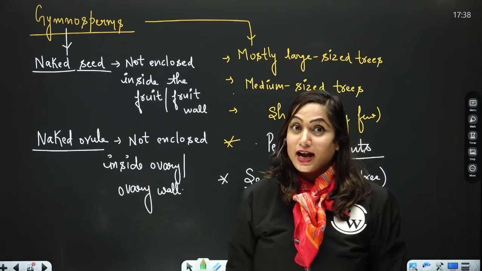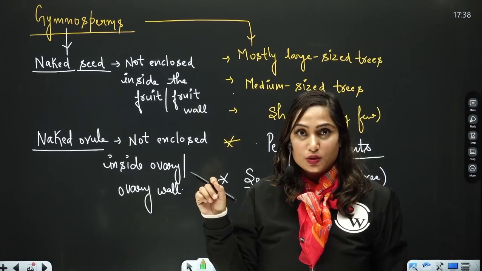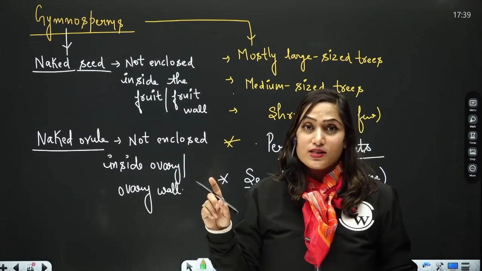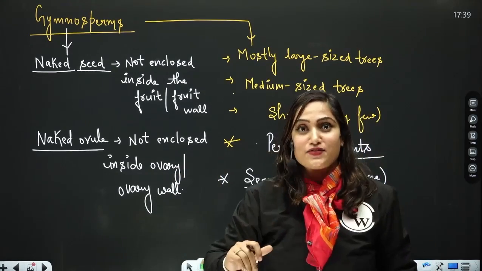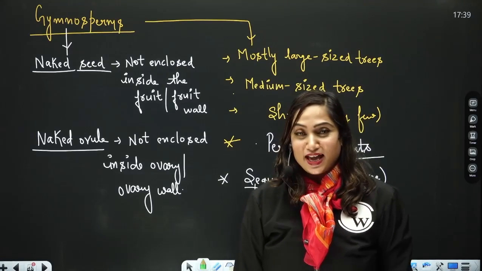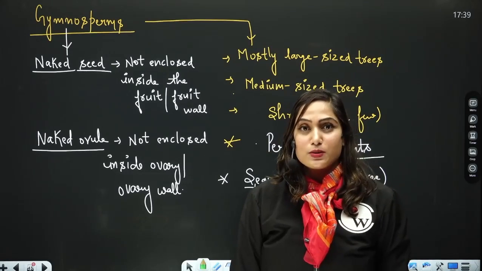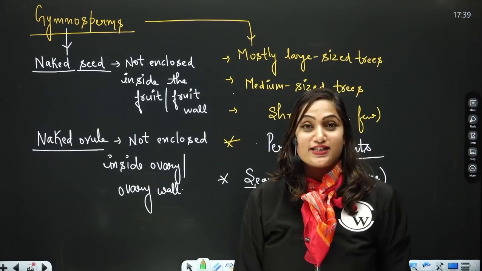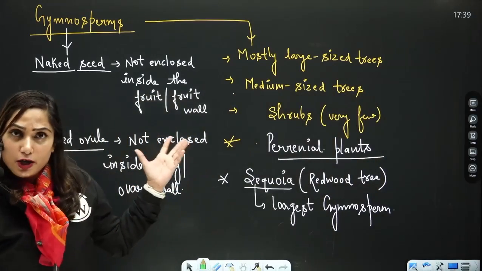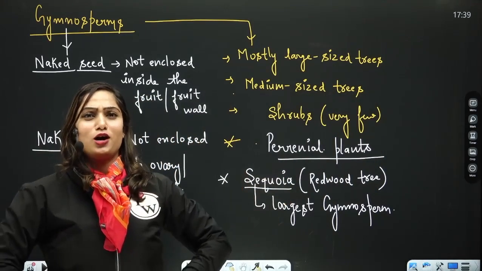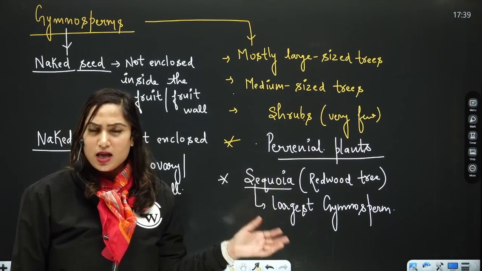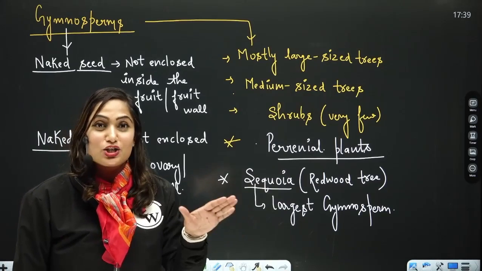And you know that in angiosperms, the ovules are present inside the ovary, right? But here, the ovules are present behind the leaves. They are not present inside the ovary or ovary wall. That is why they have naked ovules. So gymnosperms are called gymnosperms because they have naked seed and naked ovule. Now, I've just told you that the gymnosperms are large sized trees, right? Some of them are medium sized trees also. Some of them, very few, are shrubs also.